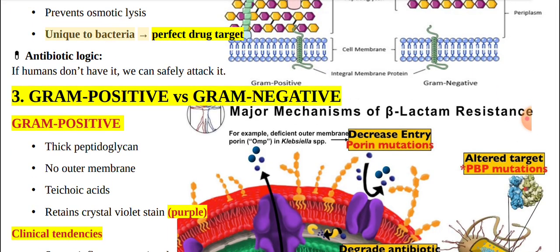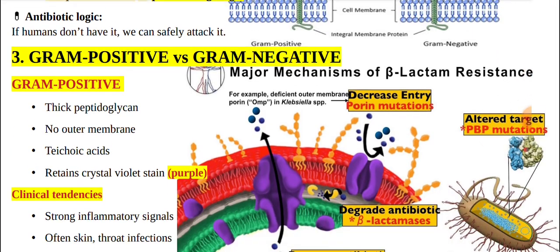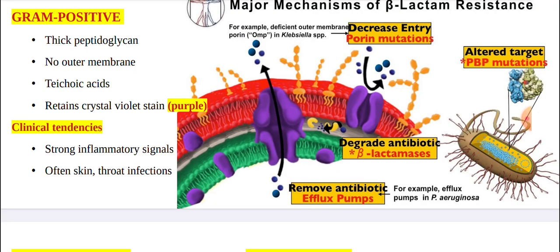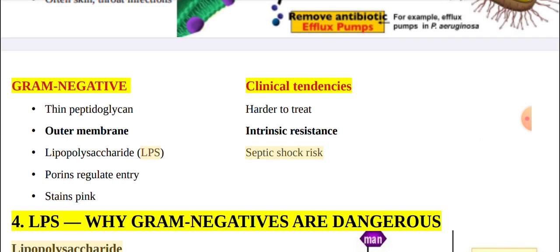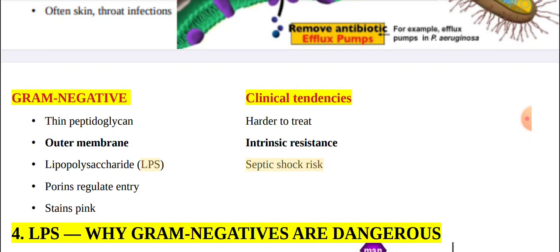Gram-negative. Gram-negative is a completely different strategy. Instead of a thick wall, they have a very thin layer of peptidoglycan, maybe only 1 or 2 sheets. That sounds weaker. You would think so. But they compensate by adding a feature the gram-positives don't have. They have a second membrane, an outer membrane. So it's a sandwich. Inner membrane, thin wall, outer membrane. Exactly. They are wearing an armored hazmat suit over their thin wall.